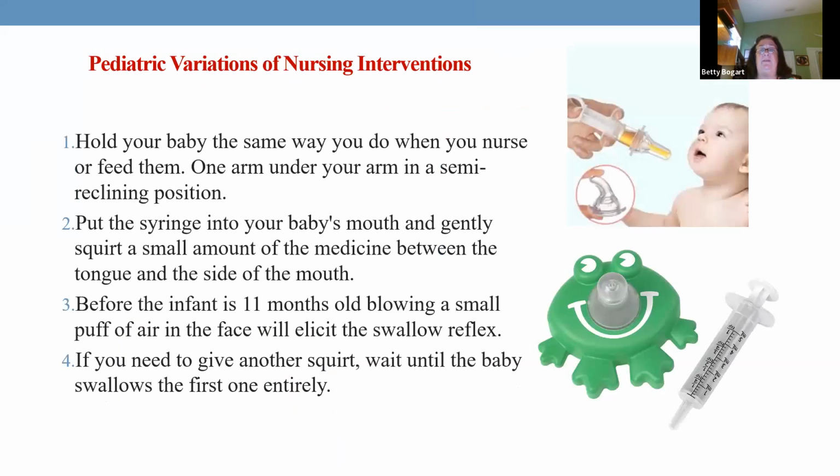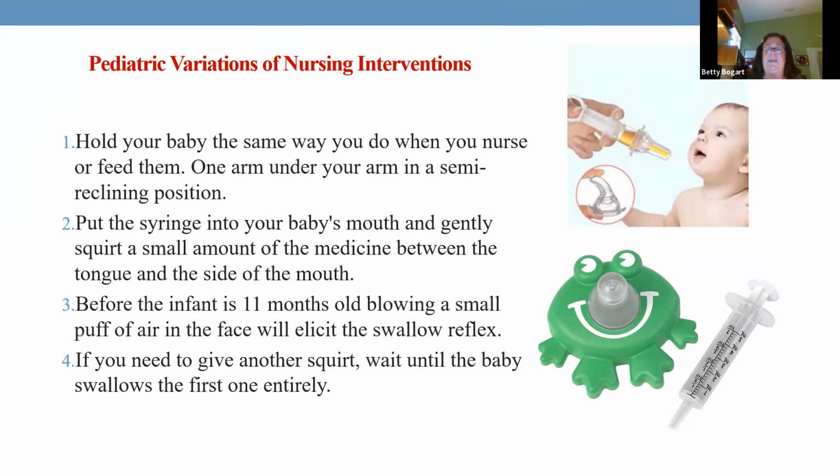So giving medicines, some children, not a problem. They're easy, you put it in their mouth and they have no problem. And actually they're trying to suck on the syringe when they're done. There are other children whose mouth is closed, they're screaming, their head's turned the other way, and it's really difficult.